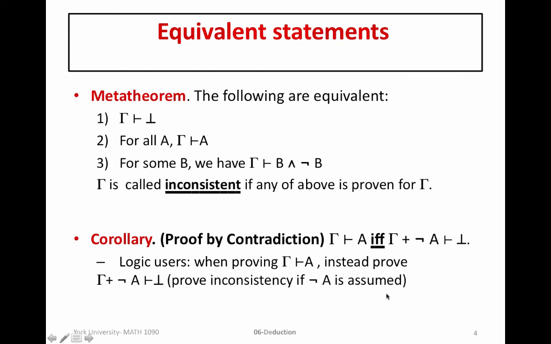So just to summarize again, when you're using proof by contradiction, instead of proving A directly, we assume the negation of A, or assume that A is false, and derive a contradiction. So we essentially are proving the inconsistency if we assume that not A is true. Okay, so now we're going to see how to apply both the deduction theorem and proof by contradiction in our proof by resolution method.